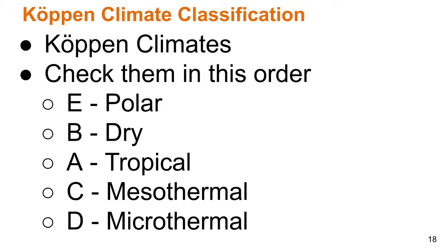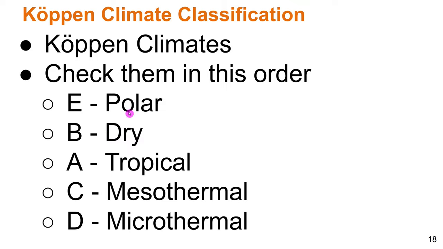So the first question you've got to ask is really simple, and thank goodness doesn't involve any math. You just go, first question, is every month colder than 10 degrees? If yes, if every month is colder than 10 degrees, then you go to the details to figure out what kind of polar climate it is. If not, then you check to see, is it a dry climate? Does it meet the criteria to be a dry climate? If it does, you go to the details and figure out which kind, is it a desert or steppe? And then is it hot or cold?